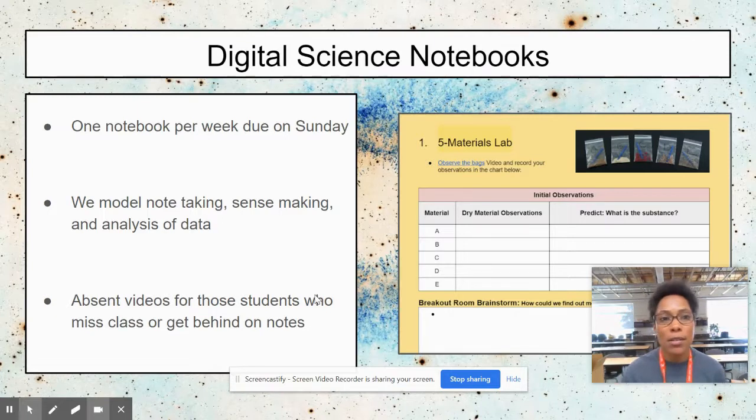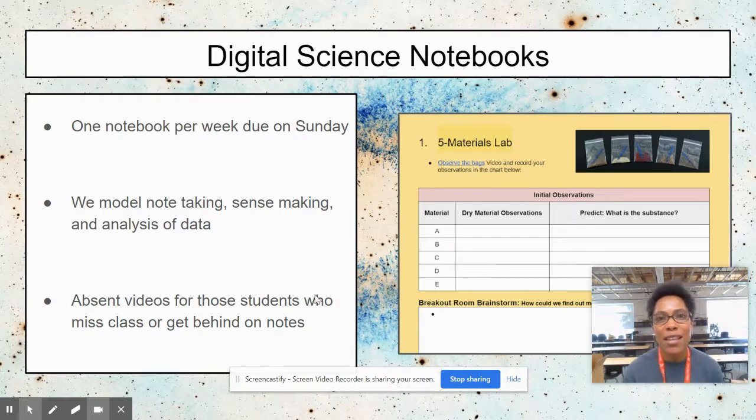How we do science now, distance learning wise, is each week we have 1 digital science notebook that starts on Monday or Tuesday, whenever your student first sees us, and is due on Sunday. The picture on the right-hand side is of our latest science notebook that we finished today, and that's due Sunday. We did our first science lab. Hopefully you heard a little bit about it. It's a 5 mystery substances. They enjoyed it and loved it.